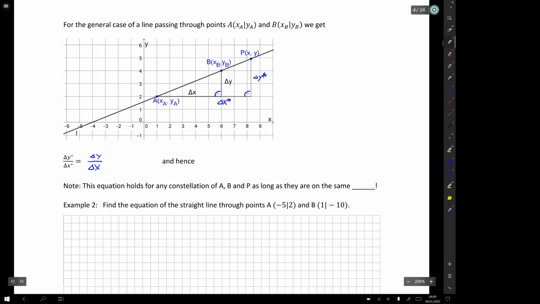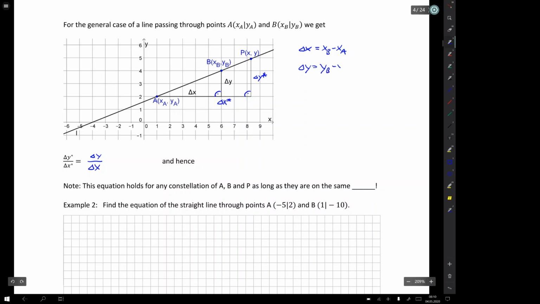Let us write down again what these different deltas are. So delta x is this distance here. So it's the difference of this coordinate and this coordinate. Then we get exactly this length. So this is exactly the x coordinate of B minus the x coordinate of A. The delta y is this length here, which means it is the difference from here, this y coordinate minus this y coordinate. Well, that's the y coordinate of B and that's the y coordinate of A.